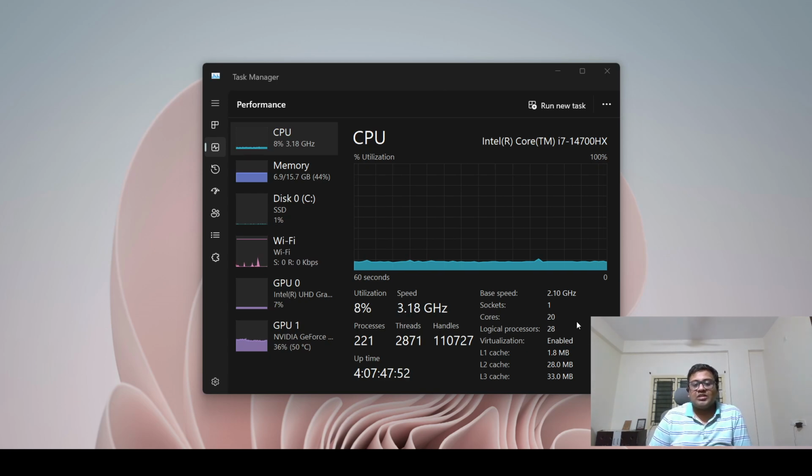Base speed is also known as clock speed or clock frequency. That means the number of operations your CPU is capable of performing in 1 second. That means the number of operations it can start in 1 second. That doesn't mean it can complete that many operations in 1 second, because some operations might take more than one CPU cycle, so you will see a lesser number of operations completed. It's in gigahertz here. That means it is capable of performing 2.10 billion operations in 1 second.